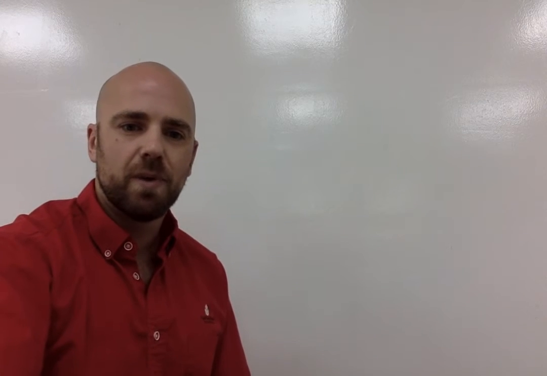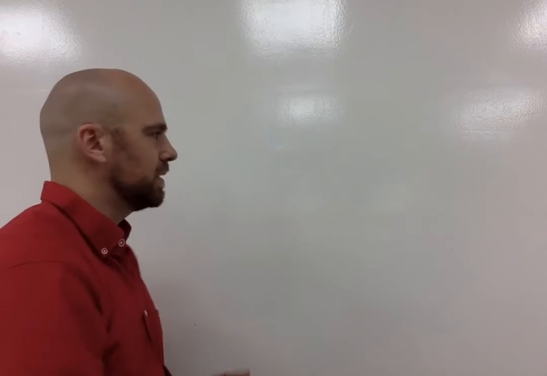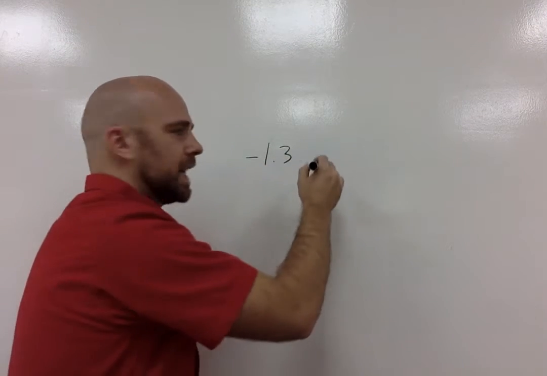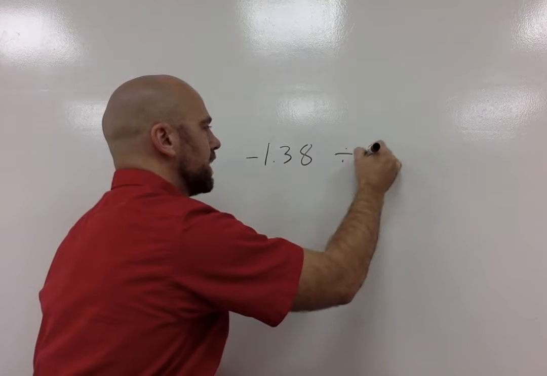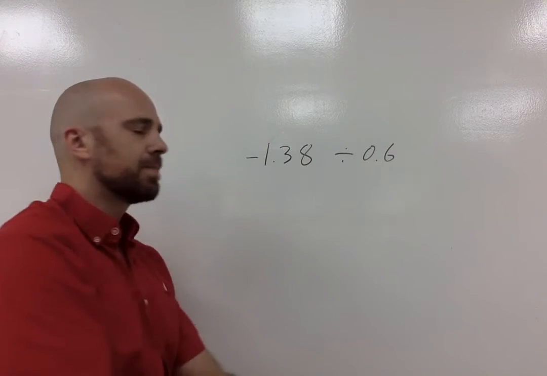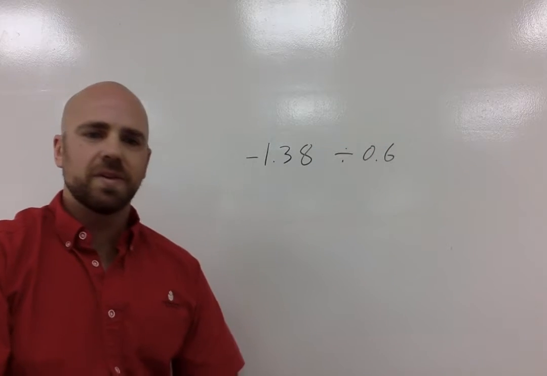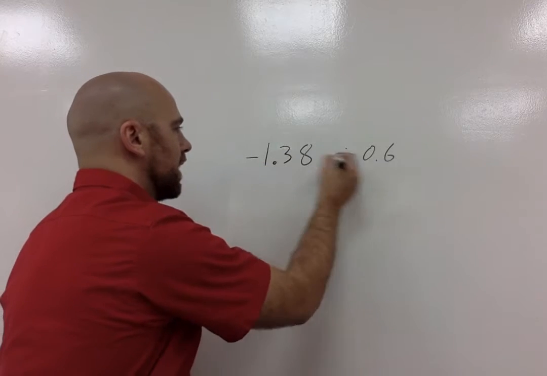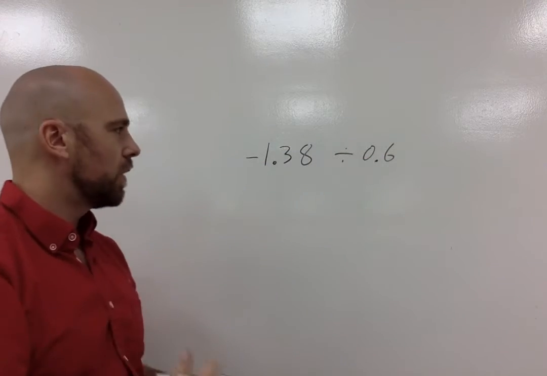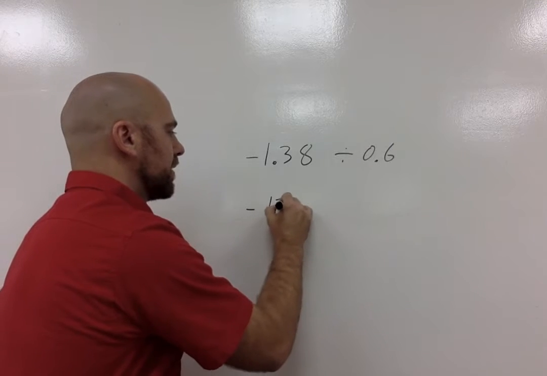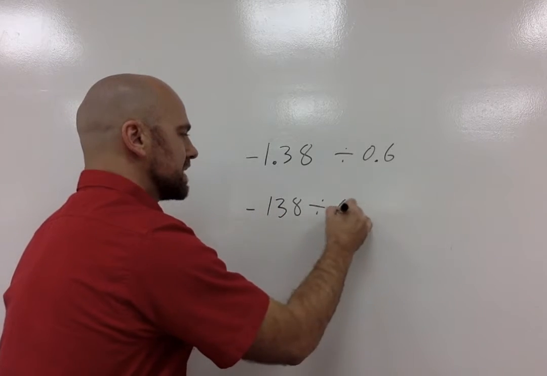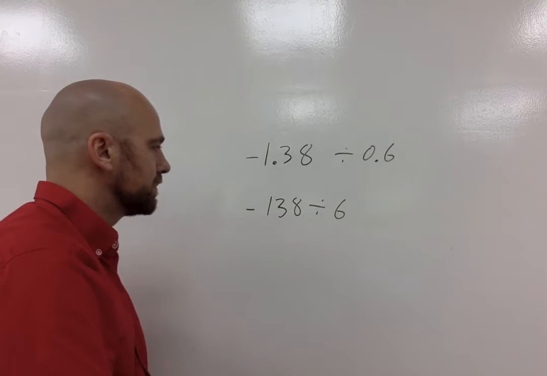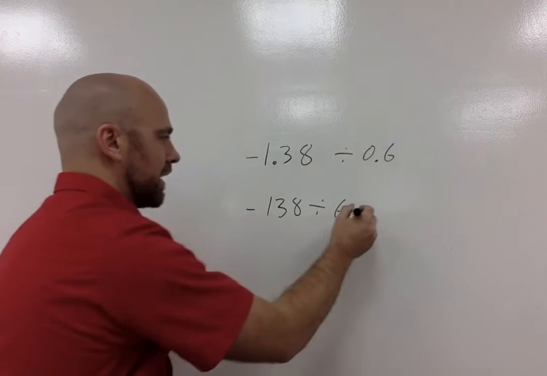And then the one where we're talking about decimals, if we have something like negative 1.38 divided by 0.6, okay? So one thing that we can do when we're dividing decimals, we can actually ignore the decimals right away. So I might say that I have negative 138 divided by 6, and I can actually do this long division style.